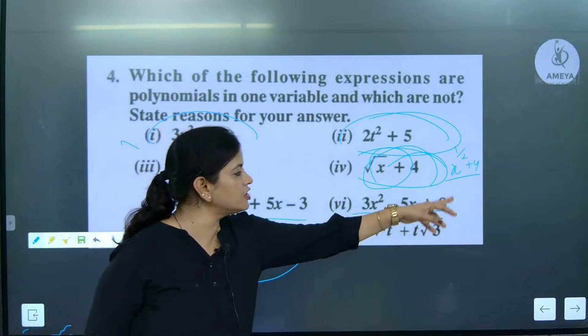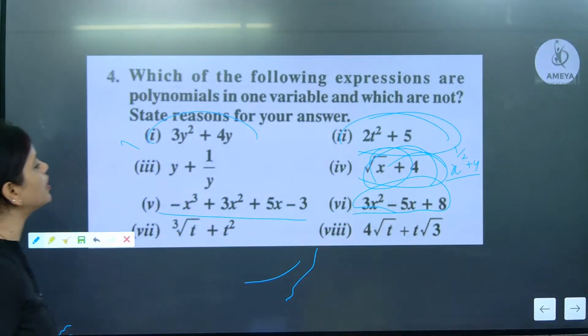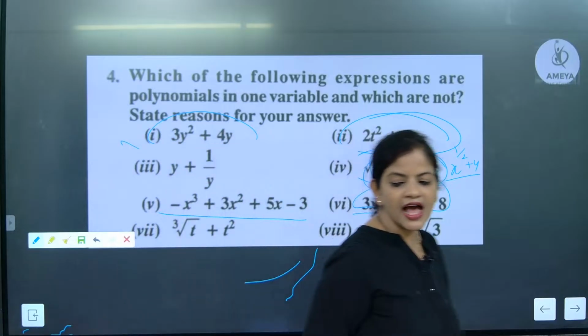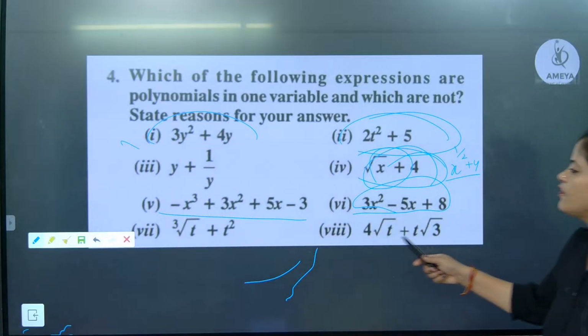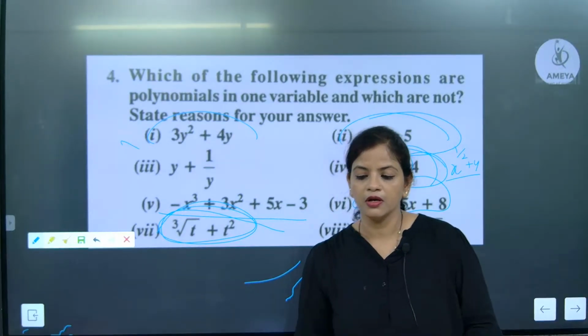Now we will go for this one. Is it a quadratic polynomial? Yes, it is a quadratic. Highest degree 2. What is the highest degree? Here it is 2. Now we will go for this one. Is it a polynomial?